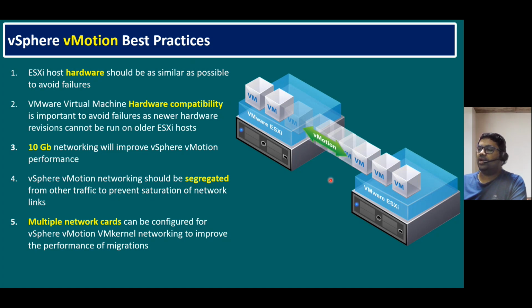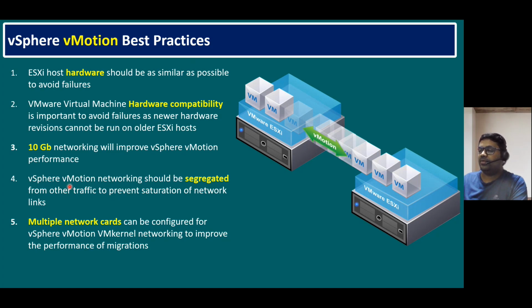Otherwise, VMware recommends always maintaining ESXi host hardware of the same family. And the second point, VMware virtual machine hardware compatibility. The virtual hardware should also maintain the same compatibility version, to avoid failures, as newer hardware revisions cannot be run on older ESXi hosts. Okay, and 10 GB network. As a best practice, VMware recommends maintaining 10 GB speed in our network, which will improve vSphere vMotion performance.